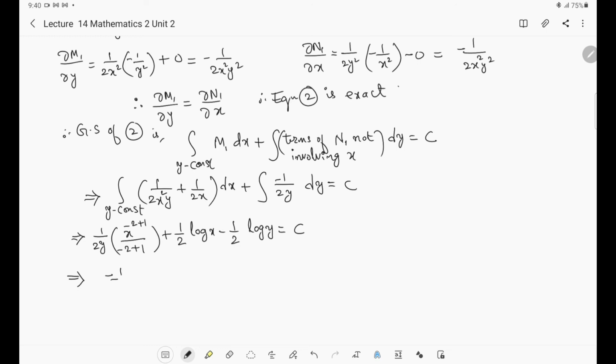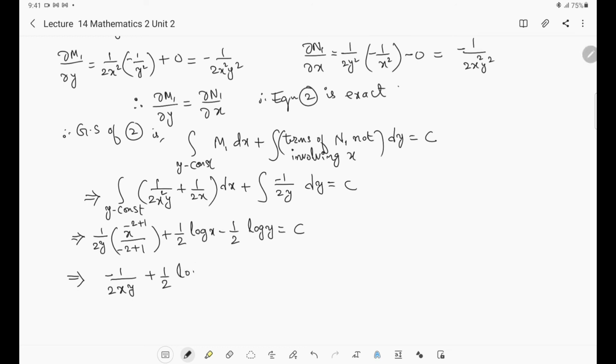1 by, here x power minus 2 plus 1 is x power minus 1, x power minus 1 when you take down it will be x power 1, so what we'll get here, 2xy, right, plus 1 by 2 into, you see here 1 by 2 when we take common, log x minus log y will be there, so it is log a minus log b is nothing but log a by b.